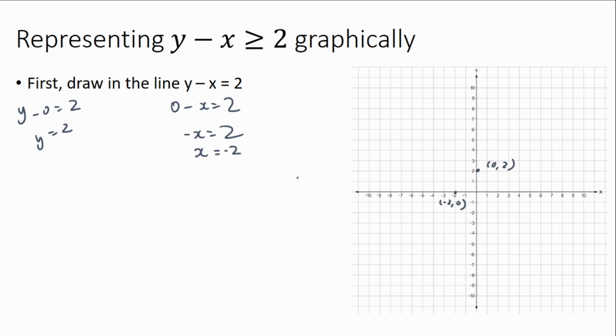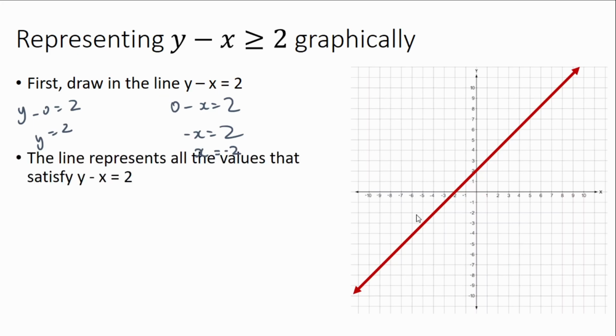Once you've got that, just get a ruler and connect those two points and make sure you extend beyond that. Something like that. And there we go. We've got our graph, y minus x equals 2. And that's just a neater version for you guys to refer to. So this line here represents all the values that satisfy y minus x equals 2. So that's part of my answer. We want that, we want y minus x equals 2, because it's got that equals part in that inequality there.